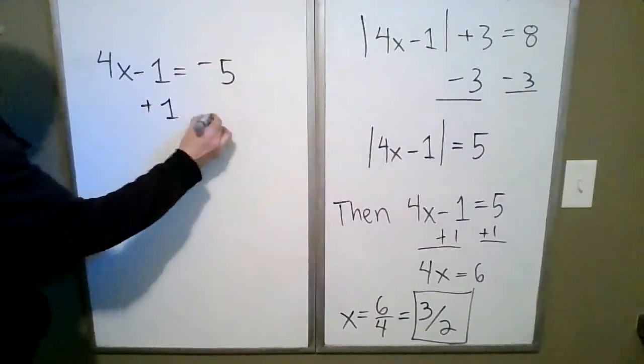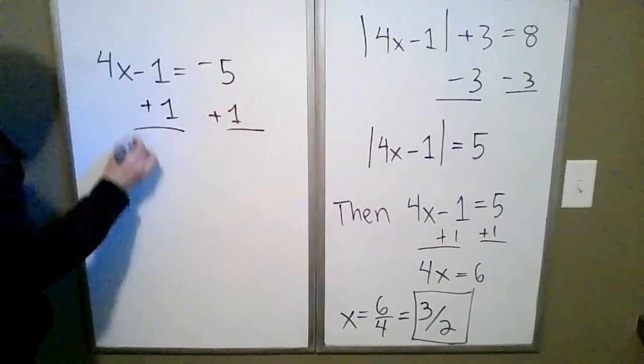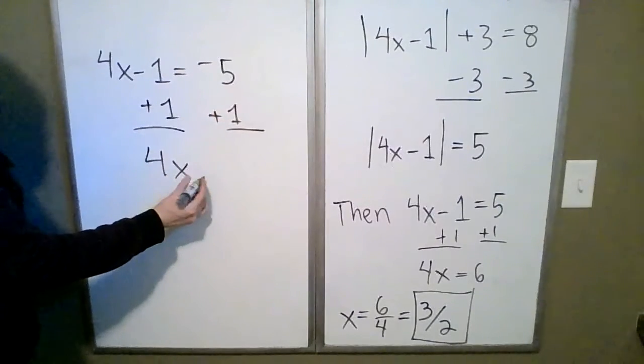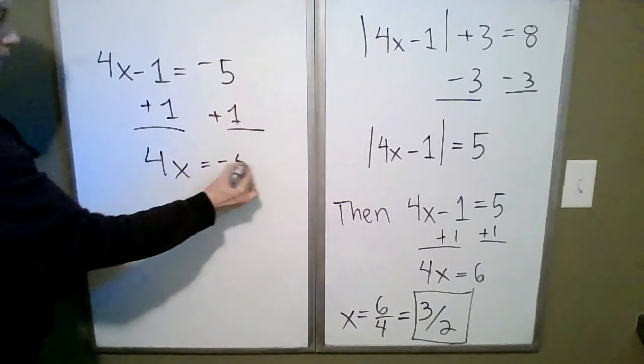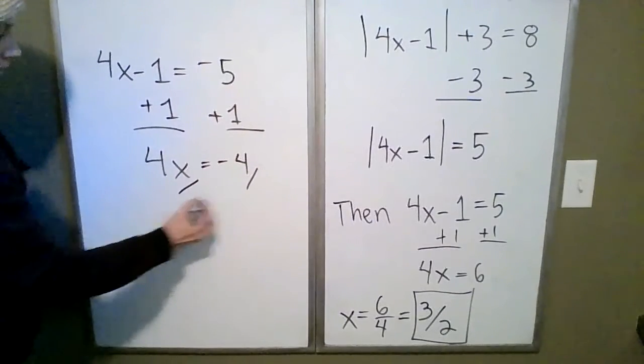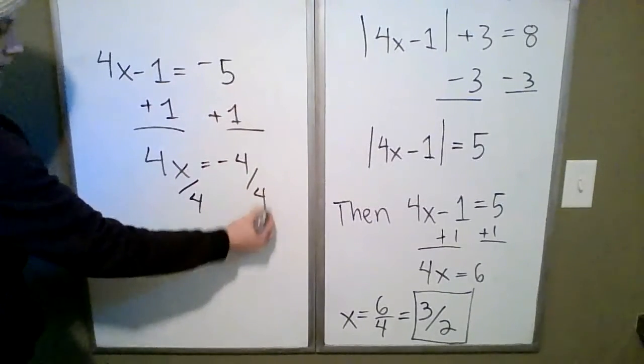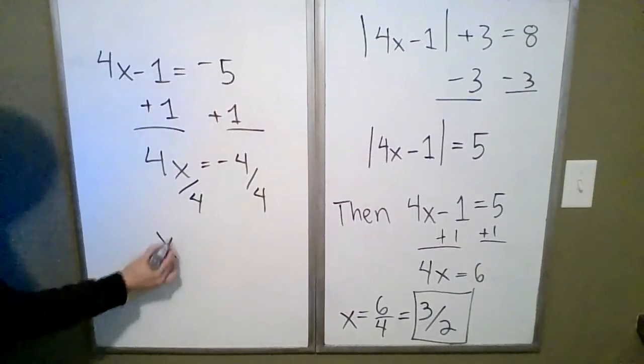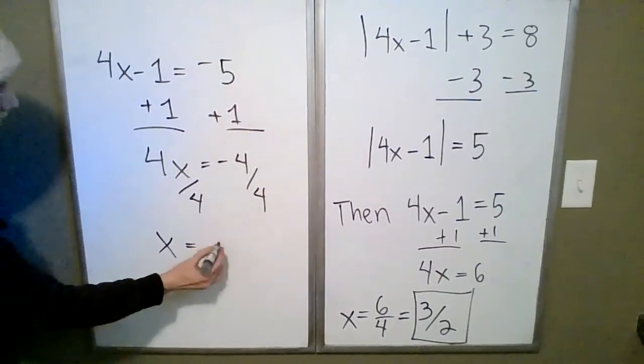Add 1 to each side. And then 4x is equal to negative 4. Divide both sides by 4. That's x equal to negative 1.